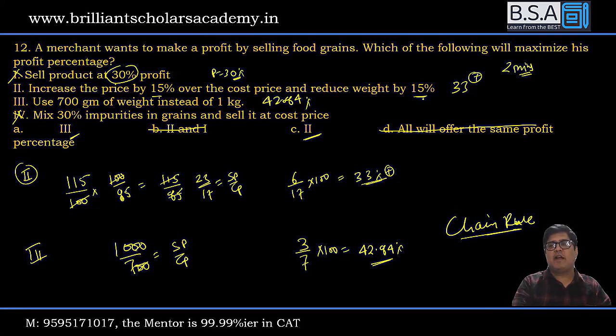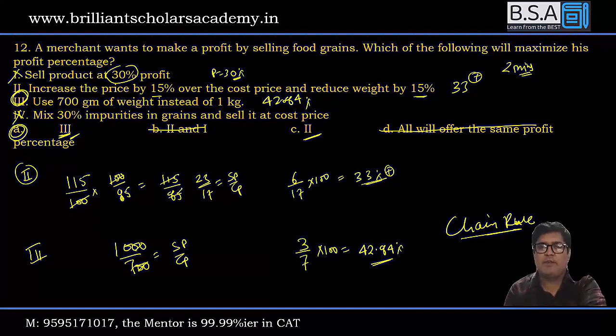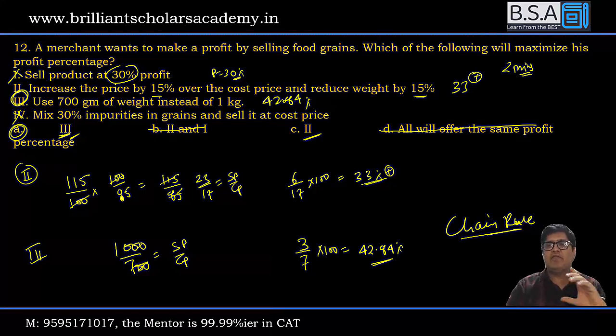This was somewhere around 34-35%. The obvious winner is option A, the third case. It will offer the maximum profit or the highest profit percentage. Again, this is the application of basic chain rule. When there's a profit scenario, you write the higher value in the numerator. When there's a loss scenario, you write the lesser value in the numerator. You will always have SP upon CP.